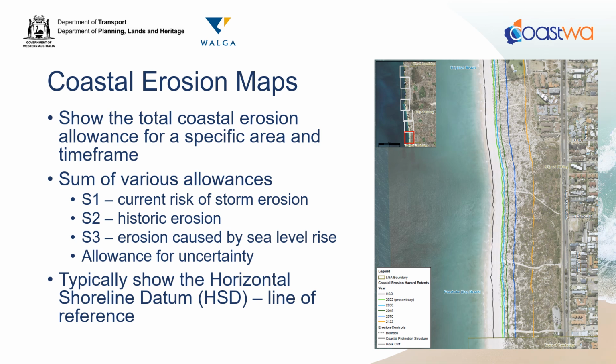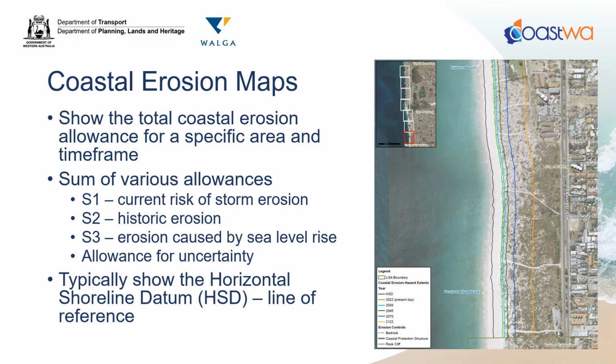So in this example here, you can see the horizontal shoreline datum is this black line out the front, and the 2022 or present day erosion line, if you like, is shown in the first line. The second line, which is more of a cyan colour, is 2030. You get back into the green, which is the 2045, and so on through 2070 and 2122.